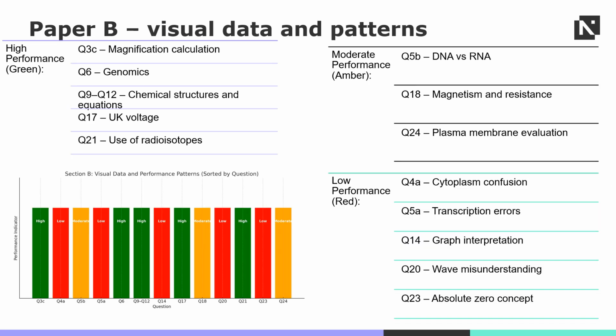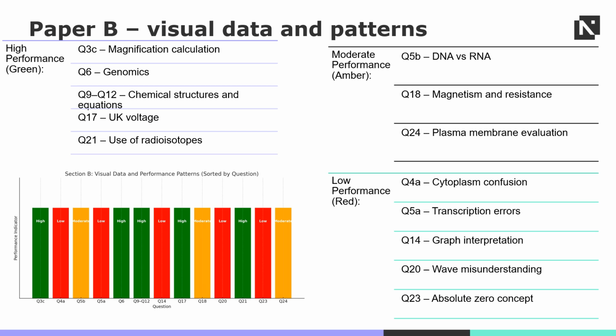These slides present a breakdown of performance across Paper B, with questions grouped in high, moderate and low performing zones. In the green zone, where students performed well, question 3C showed confident handling of magnification calculations, with many students scoring full marks. Question 6, a question on genomics, was well answered, demonstrating understanding of the difference between genetics and genomics. Questions 9 to 12, covering chemical structures and equations, were consistently strong, showing accurate application of knowledge.